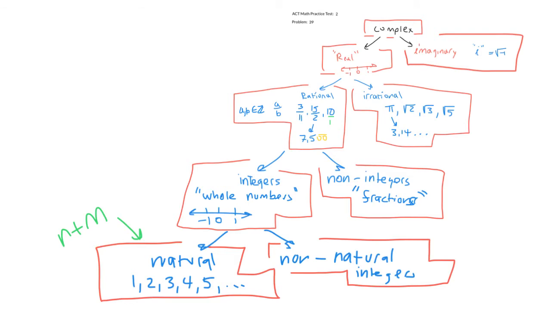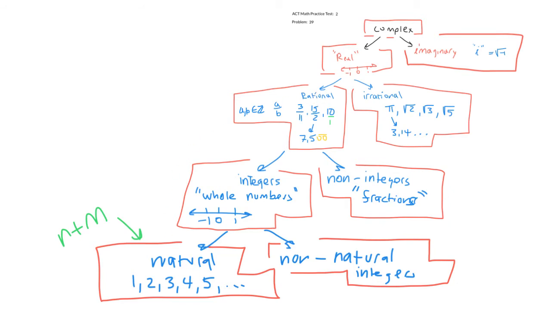Now, let's look at the problem. It says, to which of the following sets must n plus m belong? Well, it belongs to the natural numbers. So that satisfies Roman numeral 1. Roman numeral 2 says it belongs to the set of integers. Well, yeah, because the natural numbers are a part of the set of integers. So Roman numeral 2 corresponds. Roman numeral 3, does n plus m also belong to the set of rational numbers? Absolutely. Natural numbers are a part of rational numbers. They're a special kind of rational numbers.